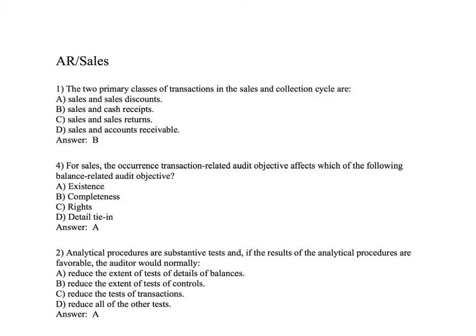Okay, we're on to the inventory/sales study guide lecture part 2. So number 1, the two primary classes of transactions in the sales and collection cycle are sales and cash receipts. Those are the big ones that we're dealing with. For sales, the occurrence transaction-related audit objective affects which of the following balance-related audit objectives? Existence. Do the sales actually exist?